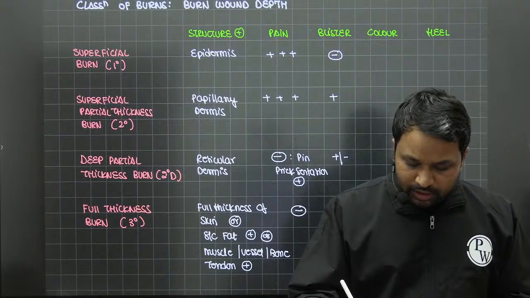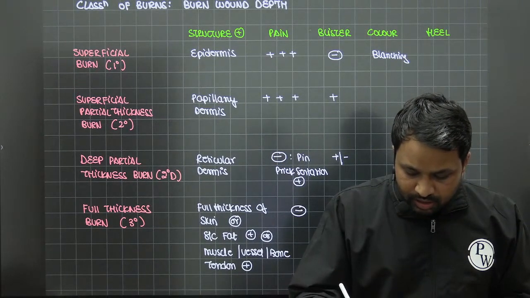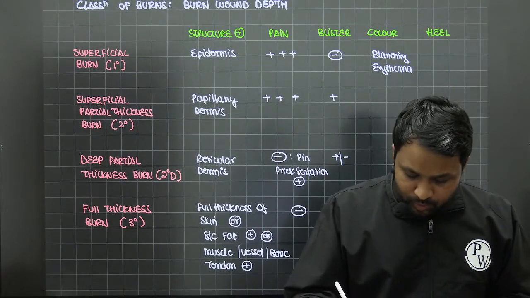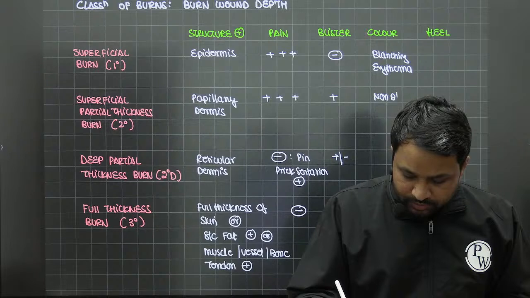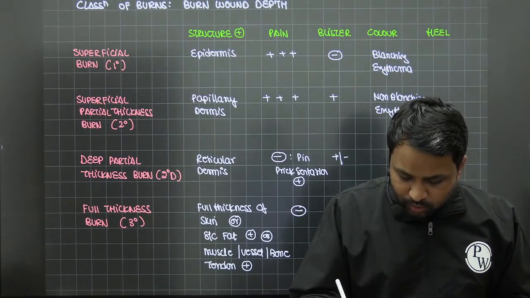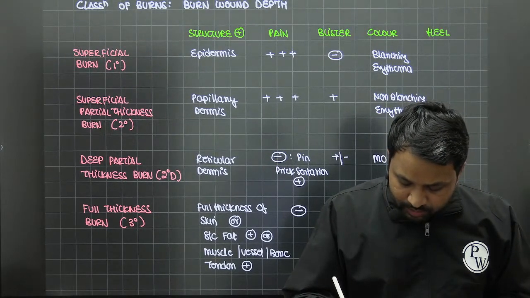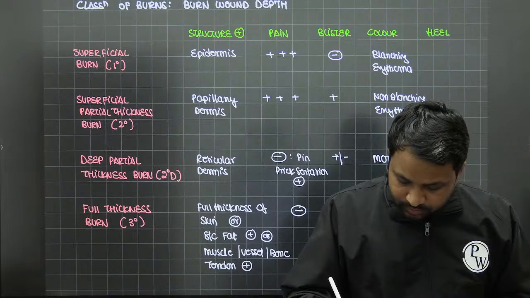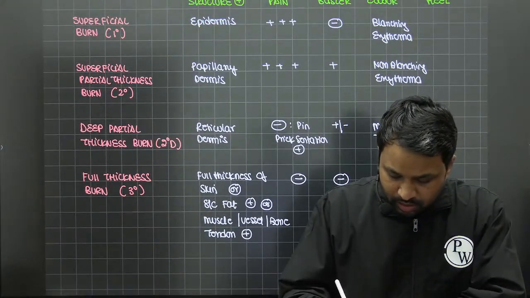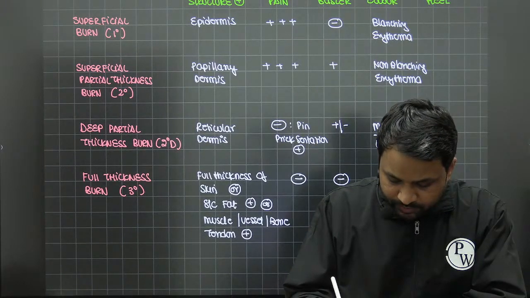When you look at the color, there will be blanching erythema here. What is blanching erythema? It is the presence of redness that disappears when you exert pressure. In the second degree deep, there is non-blanching erythema. That means you exert pressure, it won't go away. Here you have a mottled pink appearance, or it can also have a waxy white appearance.